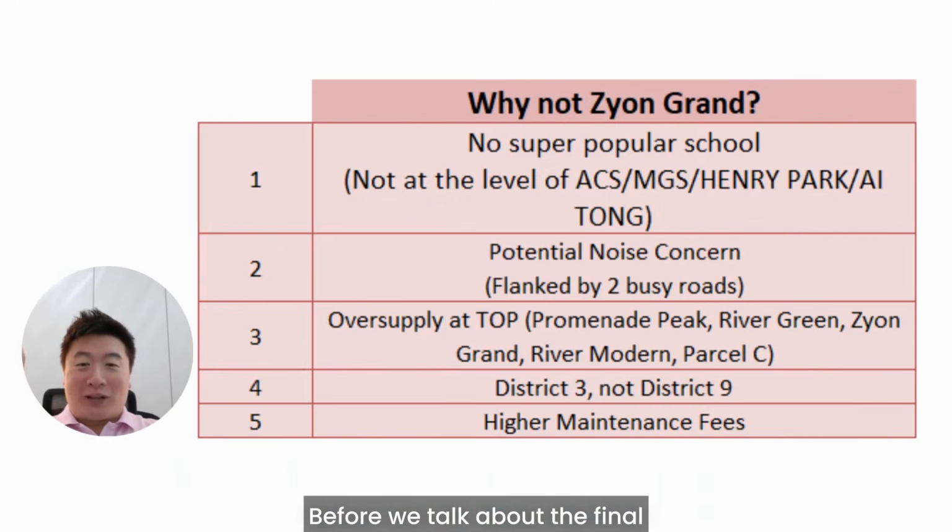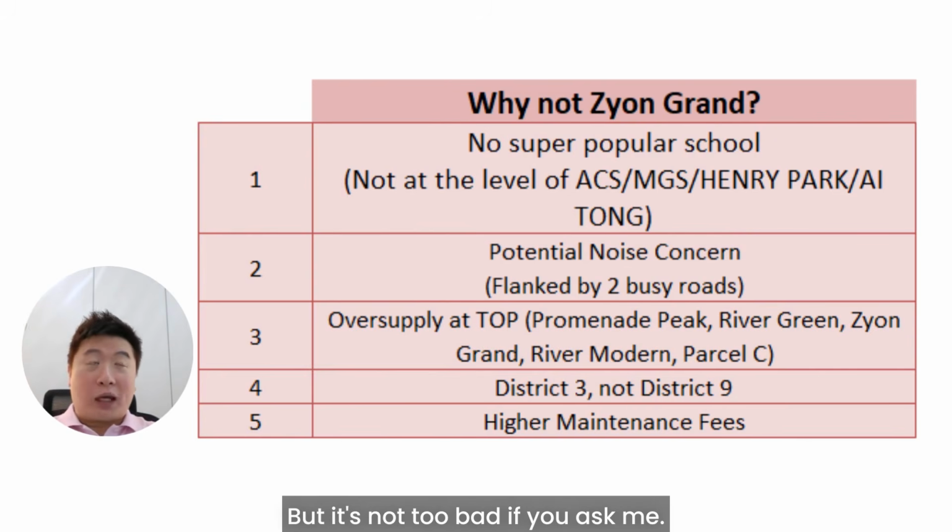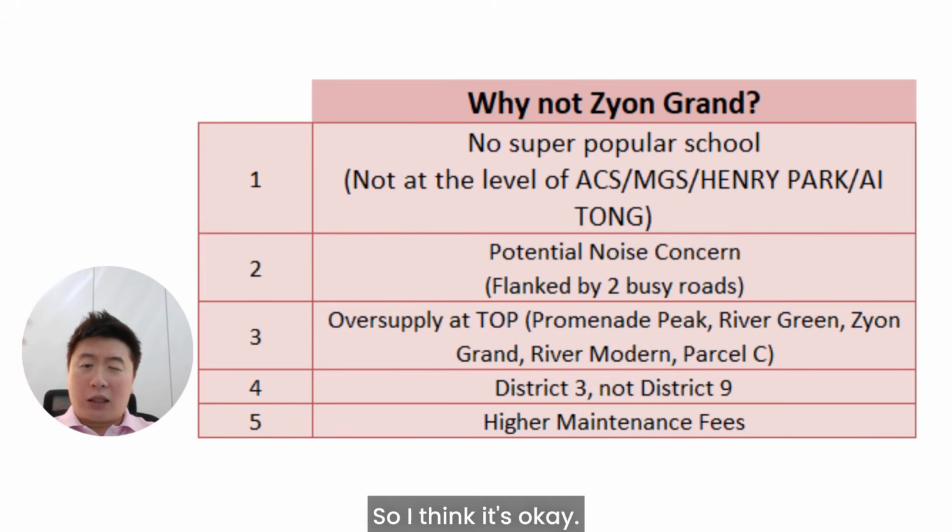Before we talk about the final score, just one quick section on why not Zion Grand. First one, obviously there are no super popular schools here. There's River Valley Primary School, but it's not at the level of Henry Park or ITOM or ACS, MGS. But it's not too bad if you ask me. On one side it was ranked 19, and another side was within the top 30. So I think it's okay. I think it's popular enough.